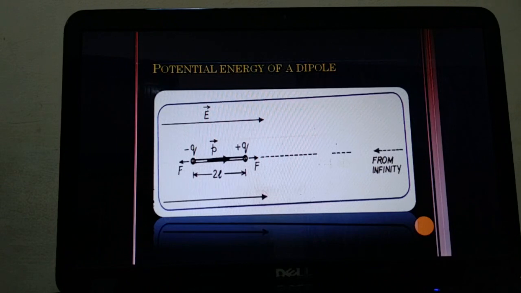Is it clear? Listen carefully. Because this minus q is kept at an extra distance 2L, to move minus q through an extra distance 2L, you have to do extra work, which is equal to the force on q multiplied by 2L, force into displacement. See, what is the force on minus q when it is placed in an electric field E? That is E into minus q is the force, multiplied by 2L is the distance.